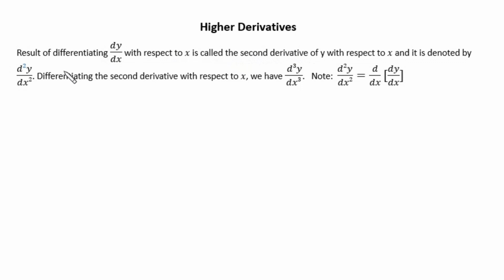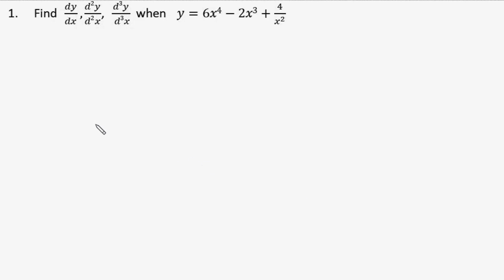And it is denoted this way, d squared y over dx squared. Differentiating d squared y over dx squared again gives you the third derivative. You should note that you can get the second derivative from this formula. So let's start by solving some examples for you to understand higher derivatives. Let's solve this first example on the topic higher derivatives.